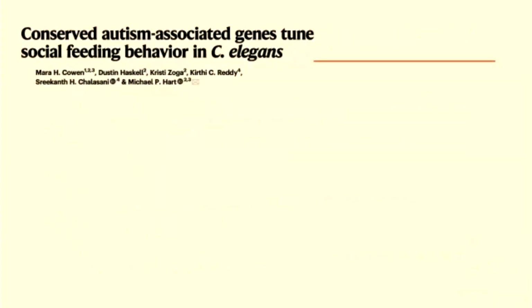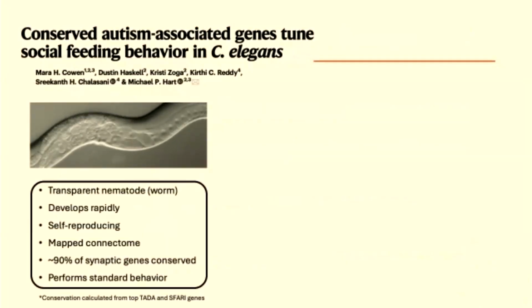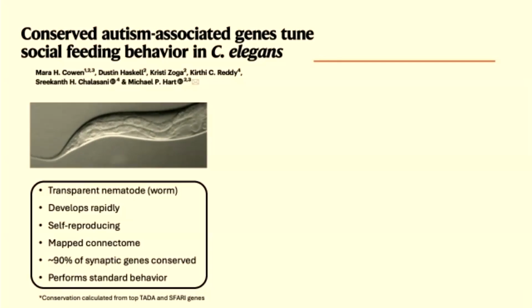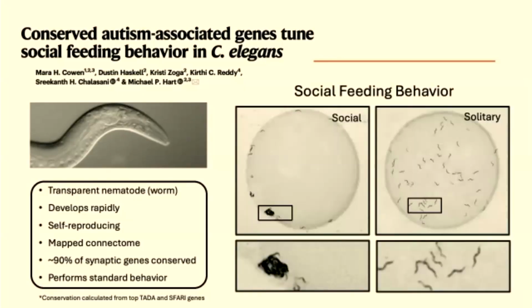I'm just going to briefly touch on this before we dive into some science. This is the type of work that I did as a PhD student, and I studied another model system called C. elegans. That's a transparent nematode, or worm, really tiny microscopic clear worms, or as Steve said, the zebrafish of worm. They develop rapidly, they are self-reproducing, so they don't have to mate, and they have a mapped connectome, which means we know every single neuron that connects to every single neuron in the worm. 90% of synaptic genes are conserved. They also perform stereotyped behaviors, and I'm just going to talk to you about one type of behavior called social feeding behavior.